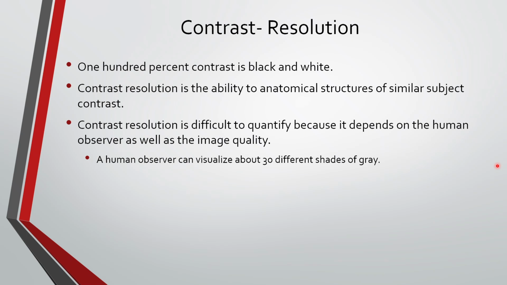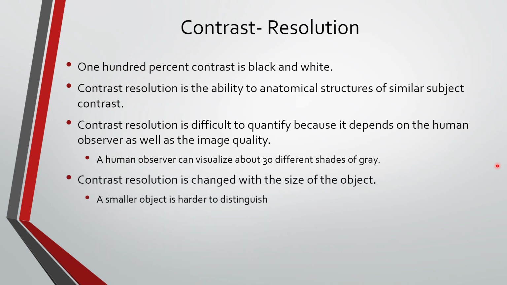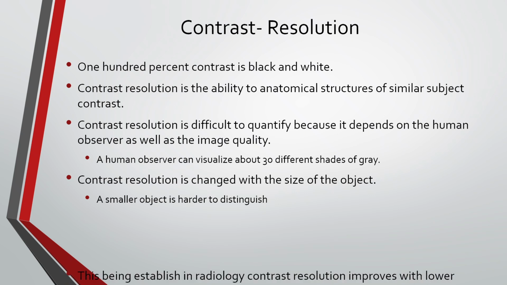Contrast resolution is difficult to quantify because it depends on the human observer as well as the image quality. We want to say, hey, this is a quality image, it's got good contrast, but it depends on the human observer. The human observer can visualize about 30 different shades of gray, as we mentioned before. Contrast resolution changes with the size of the object. The smaller the object is, the harder it is to distinguish it from other objects around it that might have a similar contrast or gray level.